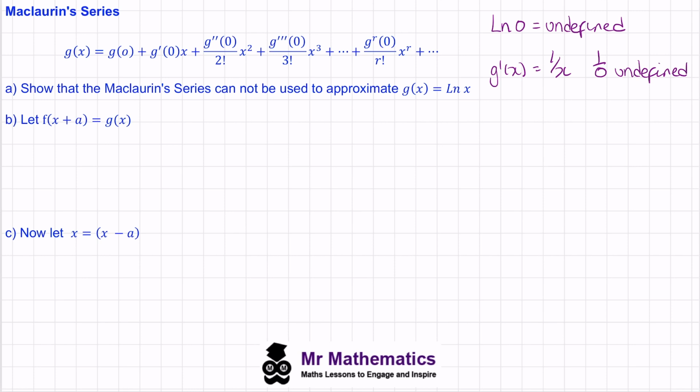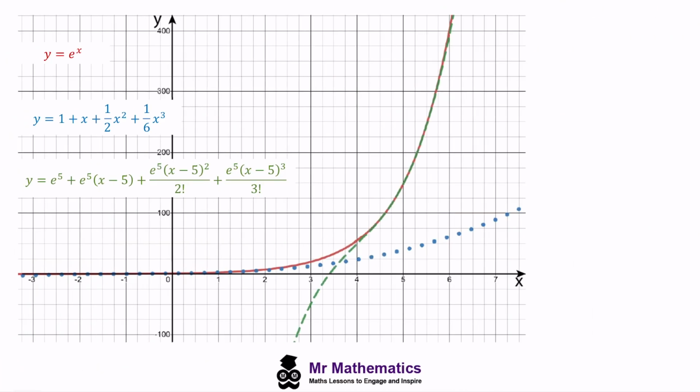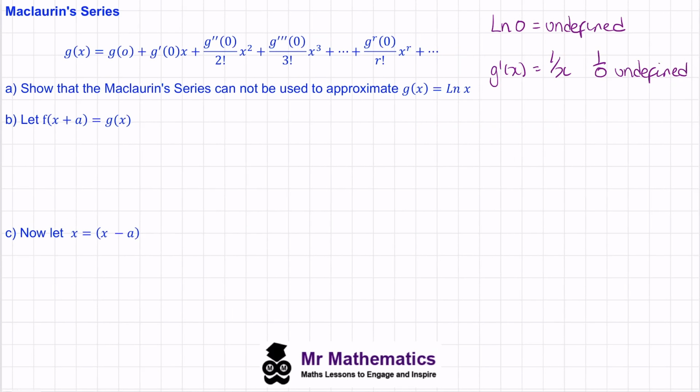So we know the Maclaurin series is a good approximation when it is centered on 0, but there are some functions, such as the natural log of x, for which it can't approximate. To help us overcome this, we can use the Taylor series. So we talked about previously how it shifts the function. Well, we can shift the function to any general point by letting f of x plus a equal g of x, and then we can substitute this in place of g of x.